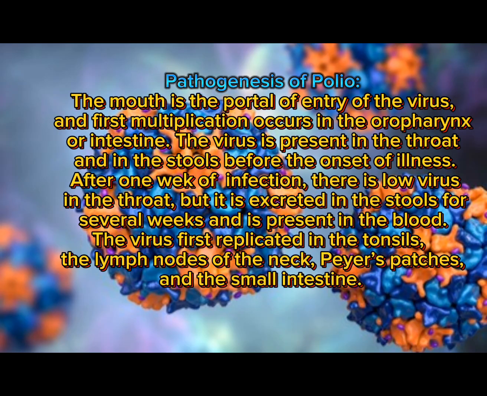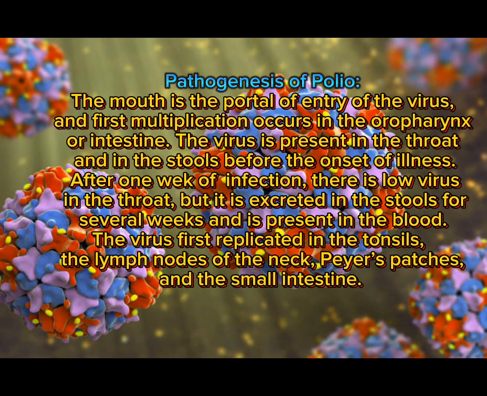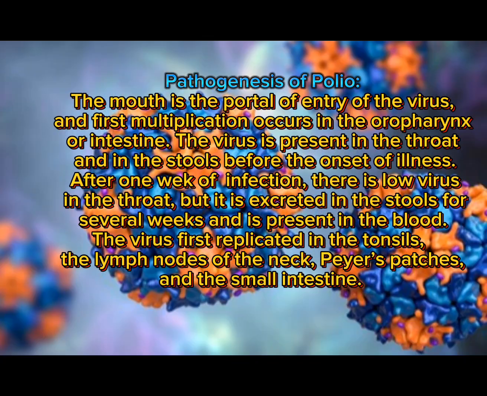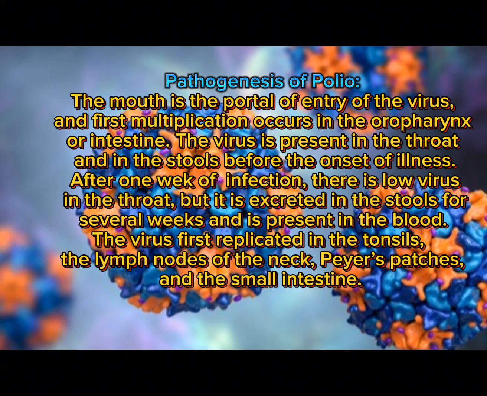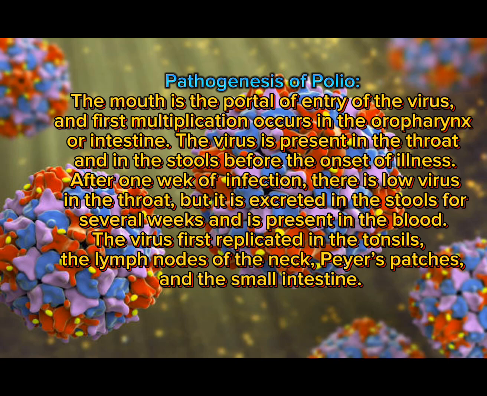Pathogenesis of polio. The mouth is the portal of entry of the virus, and first multiplication occurs in the oropharynx or intestine. The virus is present in the throat and in the stools before the onset of illness. After 1 week of infection, there is little virus in the throat, but it is excreted in the stools for several weeks and is present in the blood. The virus first replicates in the tonsils, the lymph nodes of the neck, Peyer's patches, and the small intestine.